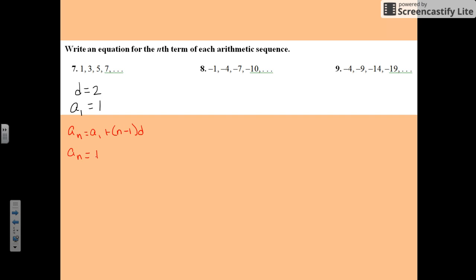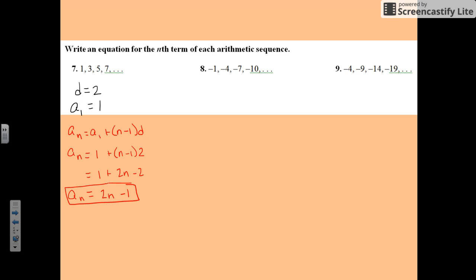Our first term is 1. And our common difference is 2. Then let's distribute. And then let's simplify. Okay? And so to find the nth term, we would be doing 2n minus 1.